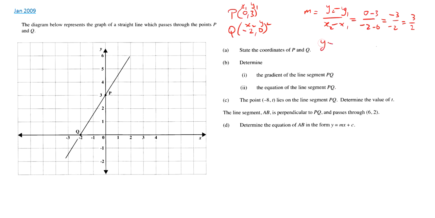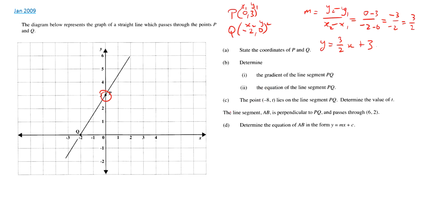Then they want the equation of the line segment. So the equation will be y equal mx plus c. So 3/2 is the gradient. And well, I don't need to work out c because I can read this directly from the graph here. It passes through the point 0, 3. So it's 3/2 x plus 3. Right? So no need to go and calculate anything. You can read it off directly from the graph.